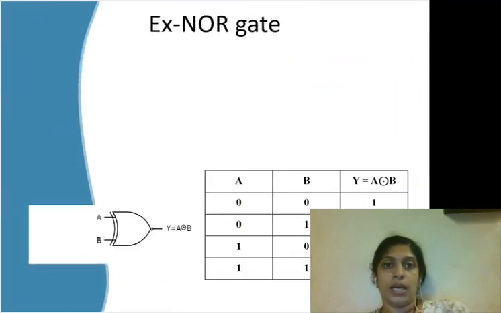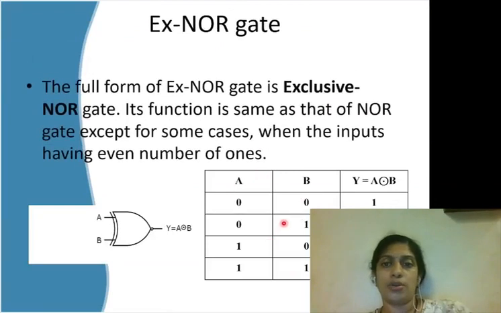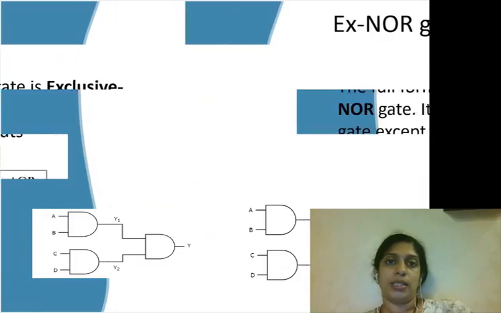And next is the XNOR gate. The XNOR gate is just the opposite of the XOR gate. That is, if both the inputs are similar, the output will be high, and in the other two cases, the output will be 0.